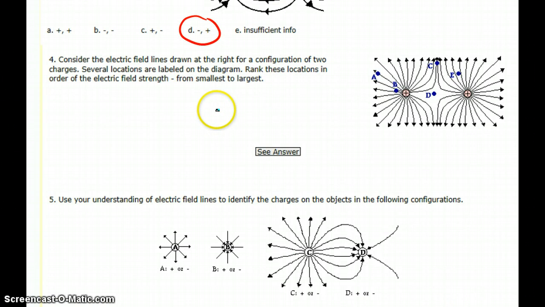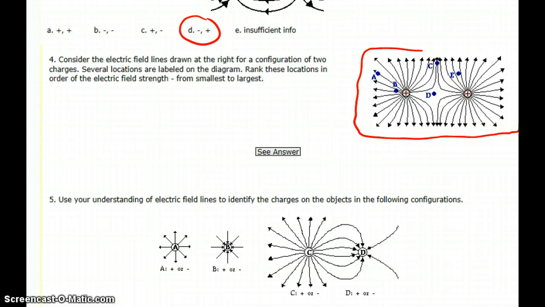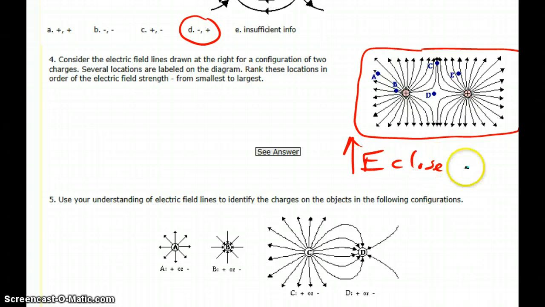Now, when you're looking for relative field strength in a space that you have, so we have this electric field space here, you want to look for places where the field is close together for a high electric field strength. So when they're close, the electric field strength will be large. And then when they are far apart, the electric field strength will be small.